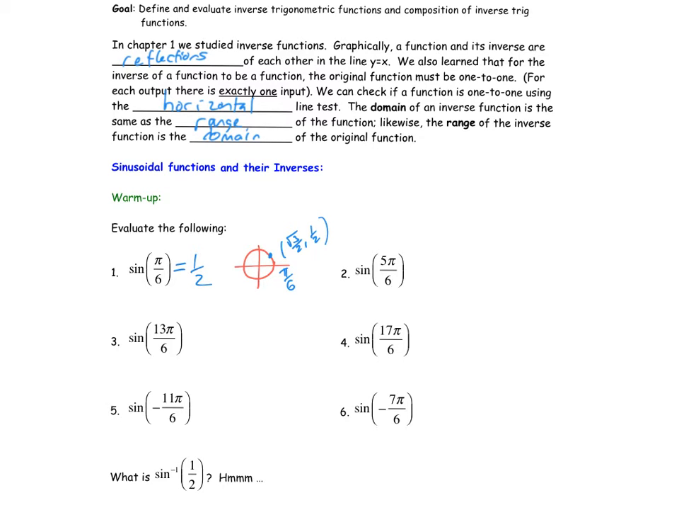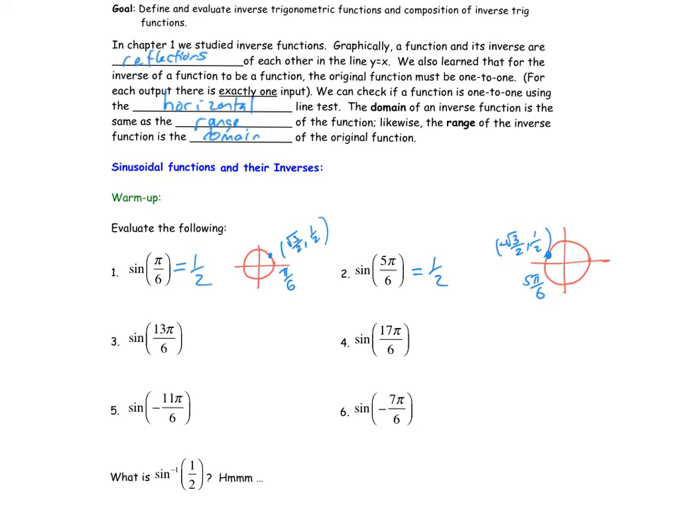For number 2, we're going to do the same process. We're going to find sine of 5 pi over 6. I'm going to draw my unit circle and put a point at the angle 5 pi over 6. The coordinate on my unit circle there is negative rad 3 over 2 comma 1/2. The sine value is the y coordinate, so the y coordinate is 1/2. So sine of 5 pi over 6 is 1/2.